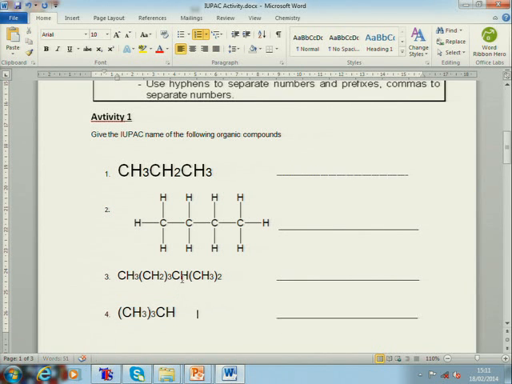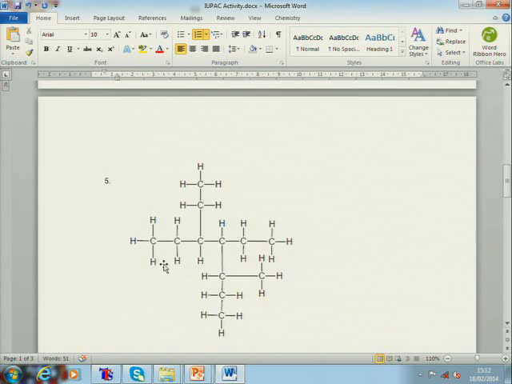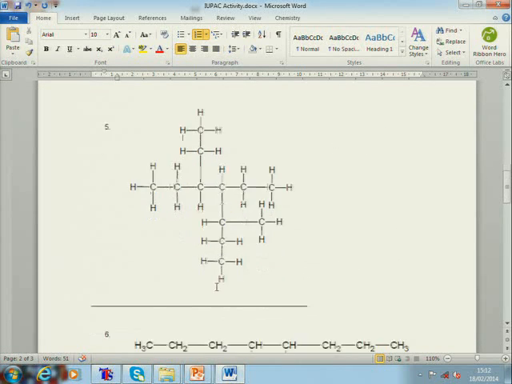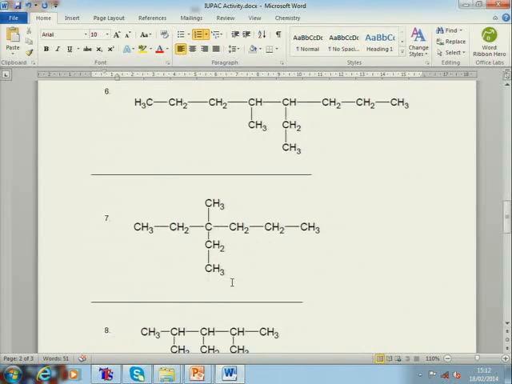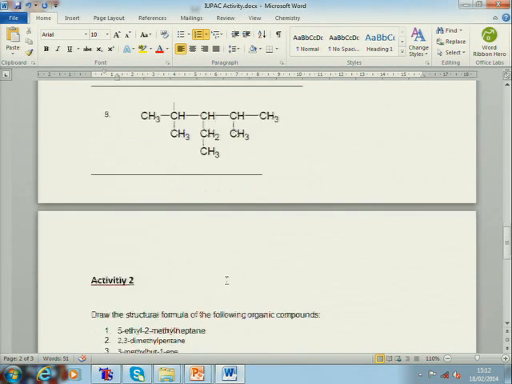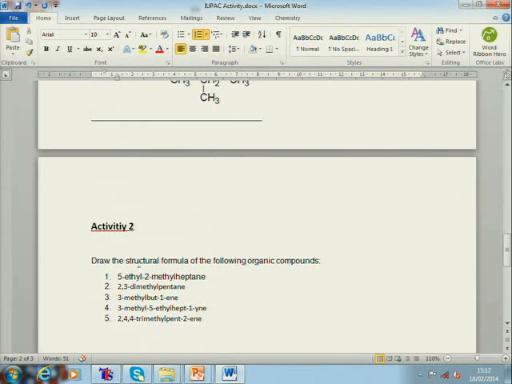All right. So I'm not going to discuss these ones. You will have them for your homework, and then we are going to do the corrections next time when we meet. And then as you go down, there are other structures that you must also give the names. There are about 8 of them that you must give their names. And then the second activity here, you've got the name, and then you have to draw the structure.